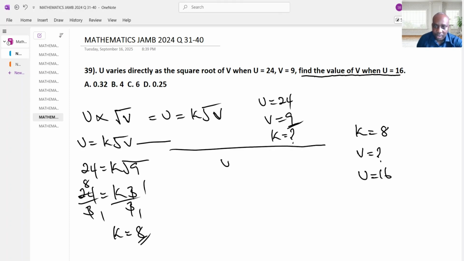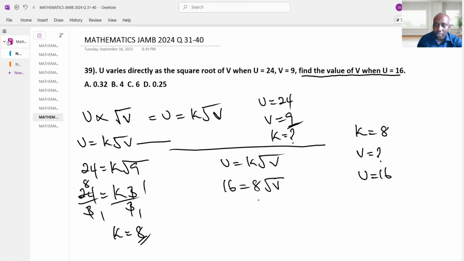Let me start from here. U equals K square root of V, isn't it? Now, what is our U? 16. What is our K? We got 8 for K, isn't it? What is V? We don't know. That's what the question said that we should look for.